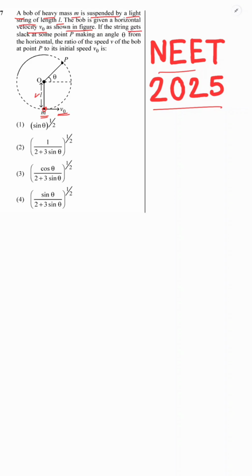If the string gets slack at point P, making an angle theta from horizontal, the ratio of the speed v of the bob at point P to the initial speed v0 is what we will have to find out. Okay, so let us see how we can solve this question.